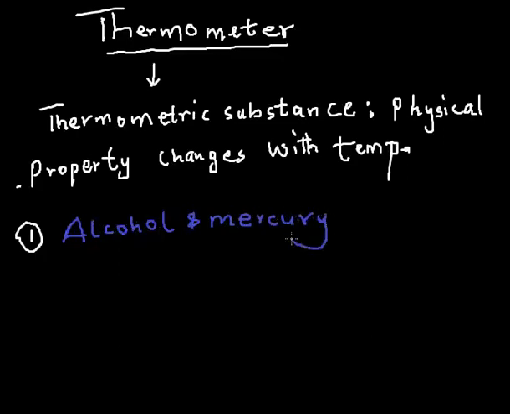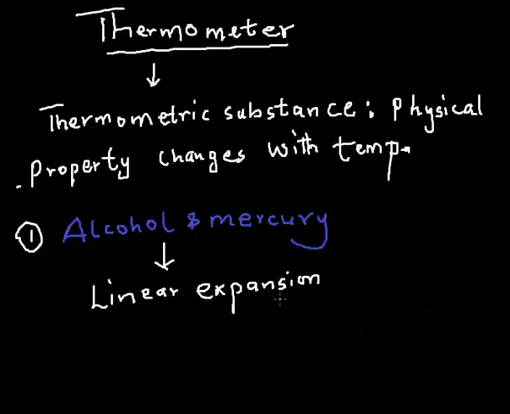Now the question is, what is the property of alcohol and mercury that actually changes with temperature that can be employed in the construction of a thermometer? That property is what is known as linear expansivity. Okay, linear expansivity, or linear expansion. Or generally, I can call it thermal expansion.